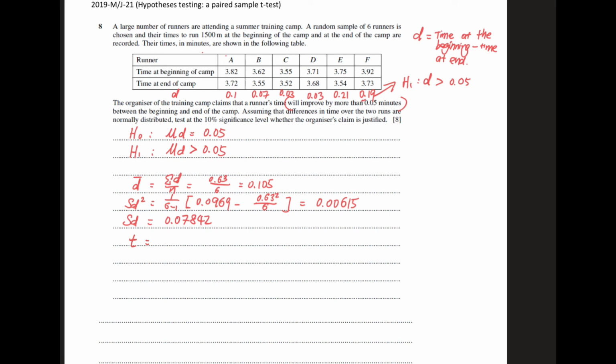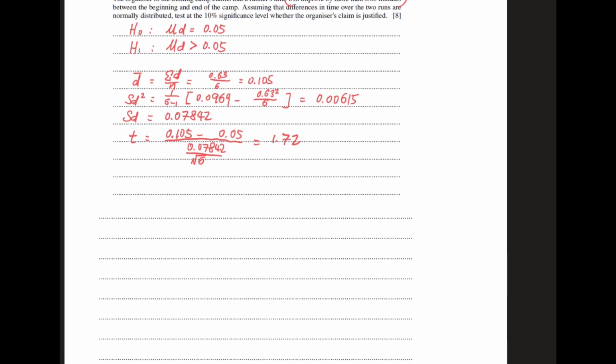Once you get s, now we do the test statistic. We use the sample mean 0.105 minus the population mean 0.05, this is from the H0, divided by s, 0.07842 over square root of n. So we calculate this and then we will get 1.72.